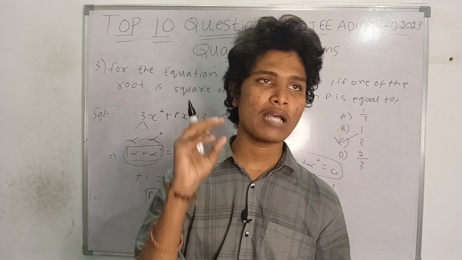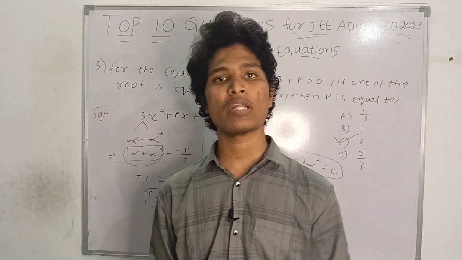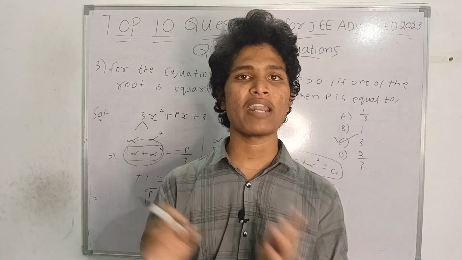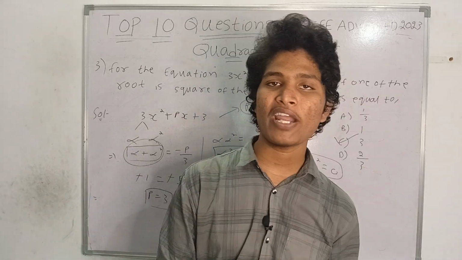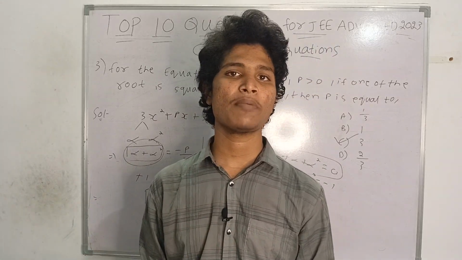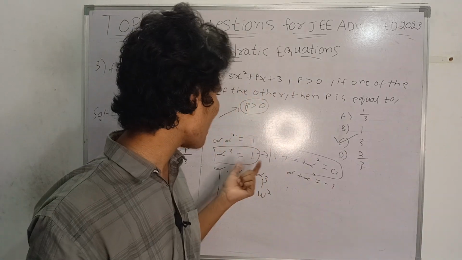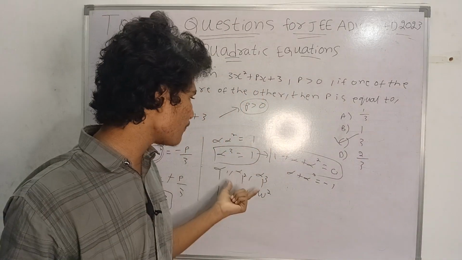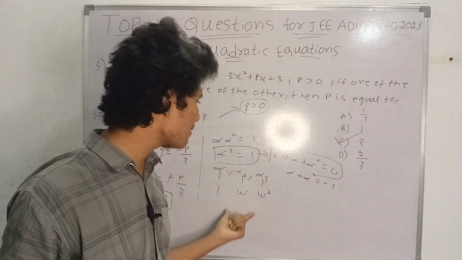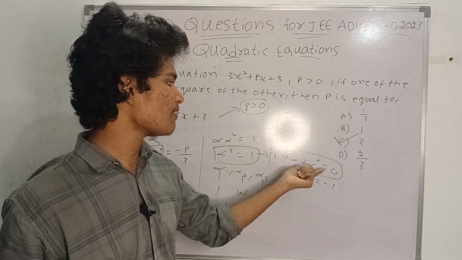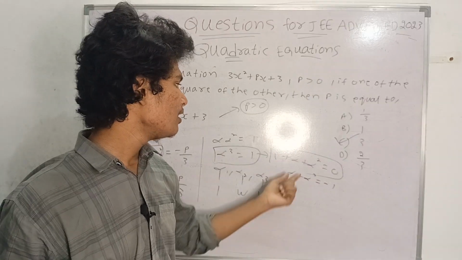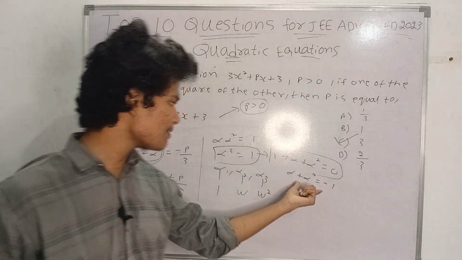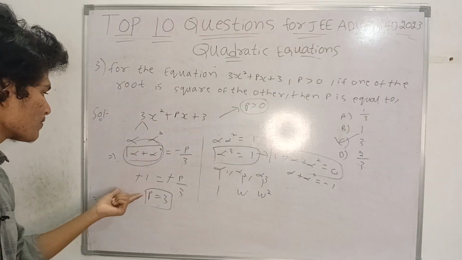So I am assuming one root as alpha and the other root as alpha square. Alpha plus alpha square I wrote as the sum of the roots concept, and alpha into alpha square is the product of roots concept. From the product of roots I got the value of alpha, that is cube roots of unity, omega. I simply substituted 1 plus omega plus omega square equal to 0. What do I get? Alpha plus alpha square equal to minus 1.